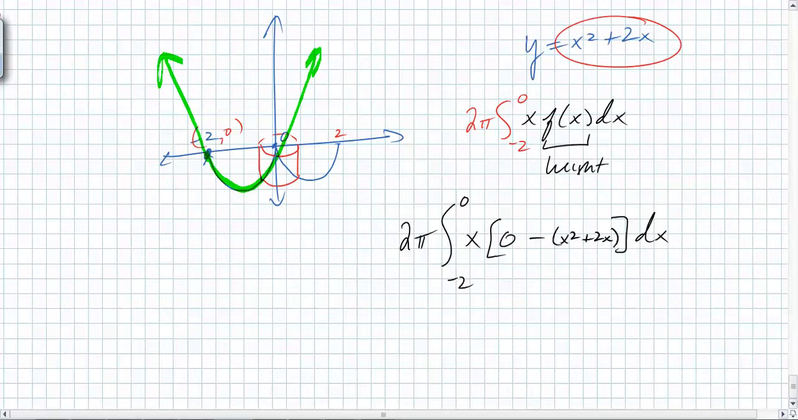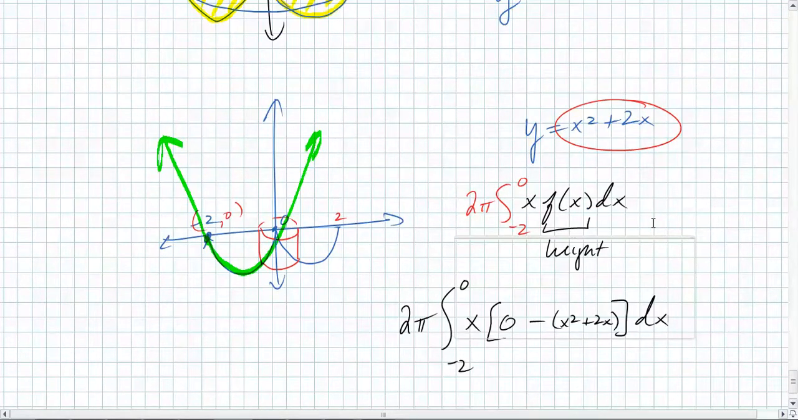Is that something you can integrate? Yeah, that's just a polynomial. You can integrate that. But here's the example. In this case right here, was it easy to use washers? No, it was really nasty. But with cylinders, a lot easier? Yeah. And vice versa, it can be true the other way. Sometimes washers are a lot easier than cylinders.